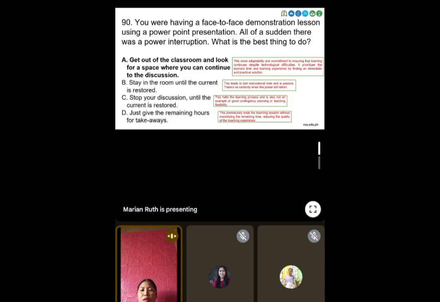So why not letter B, C, and D? B is not the correct answer because this leads to lost instructional time and is passive. There's no certainty when the power will return. Also not letter C, because this halts the learning process and is not an example of good contingency planning or teaching flexibility. Not also letter D, because this prematurely ends the teaching session without maximizing the remaining time, reducing the quality of the teaching experience.